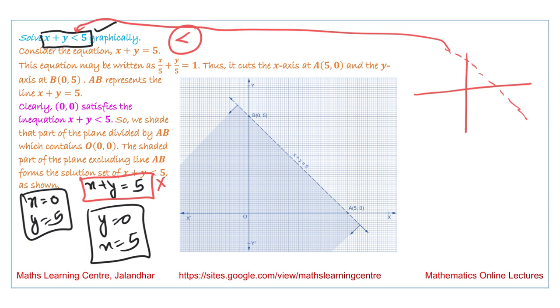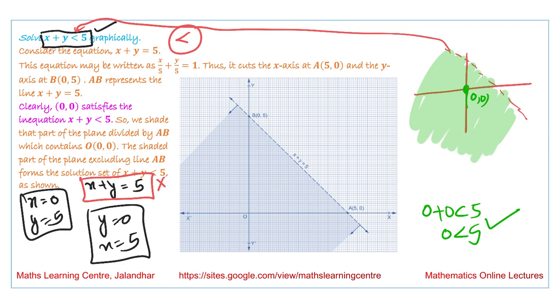Now if we consider the point 0, 0 over here and substitute it, we get 0 plus 0 is less than 5. 0 is less than 5, this thing is true. It means the region below this dotted line, this portion, represents the solution set. So the shaded part of the plane excluding the line AB forms the solution set of x plus y is less than 5.